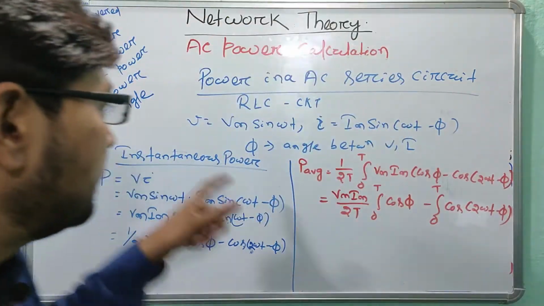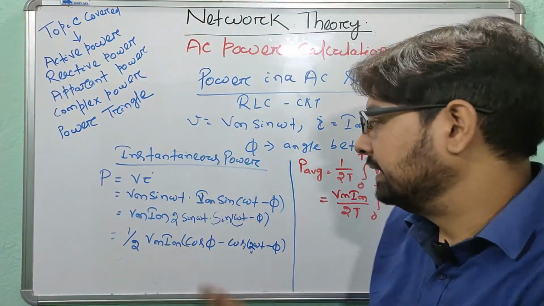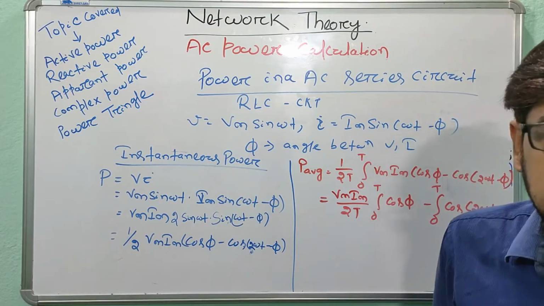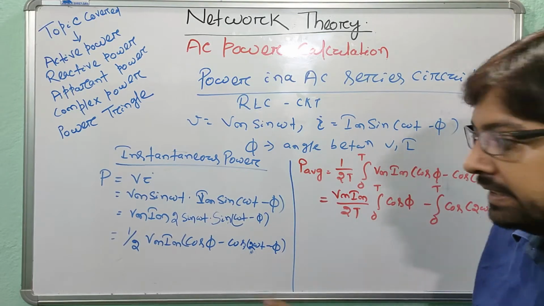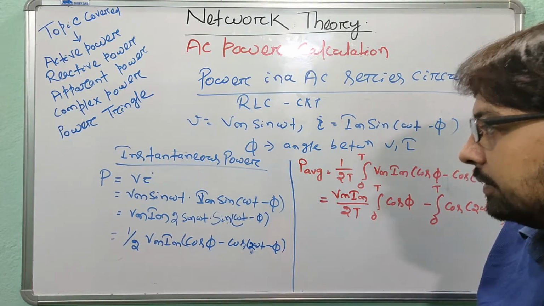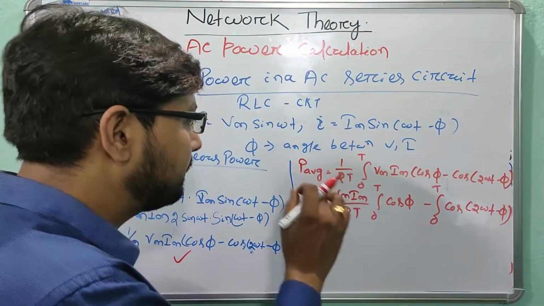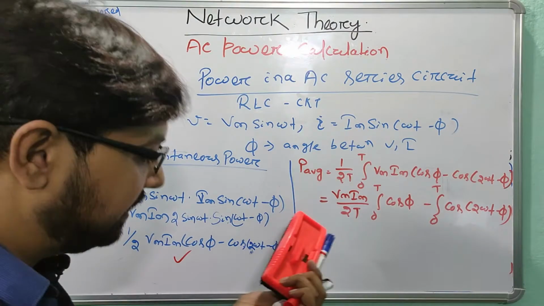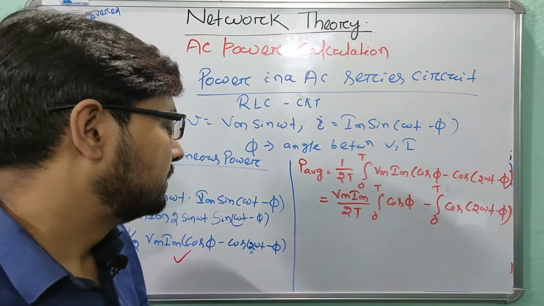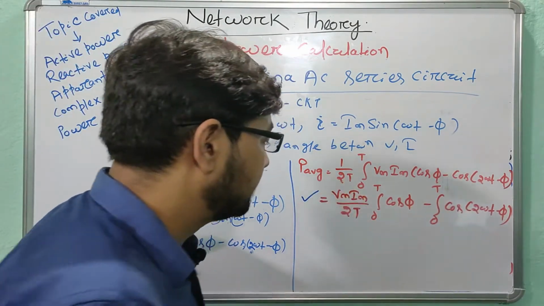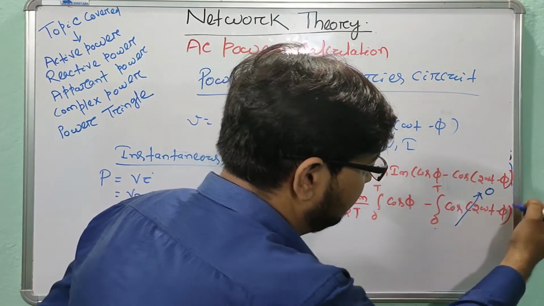Now, what is my instantaneous power? My instantaneous power is P is equal to V into I, that is Vm sin omega t into Im sin omega t minus phi, and you get half Vm Im, cos phi minus cos 2 omega t minus phi. This is my instantaneous power value. So if I integrate the instantaneous power, I get average power. Then what is my average power? Average power is 1 by 2 pi, integral 0 to pi of Vm Im, cos phi minus cos 2 omega t minus phi. Now I get this expression, and this term is 0, that is the integration from 0 to pi of cos 2 omega t minus phi is 0.